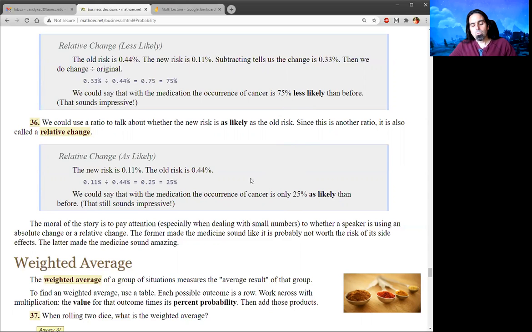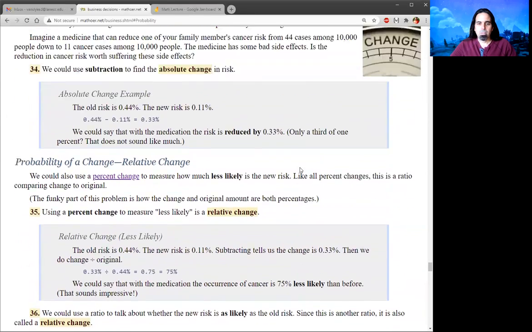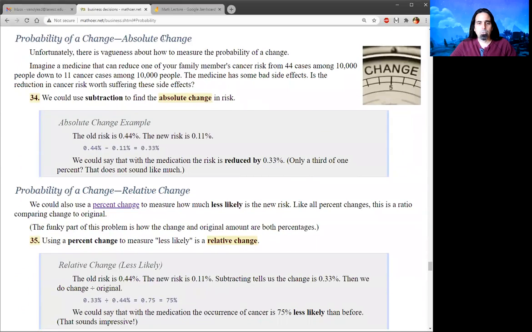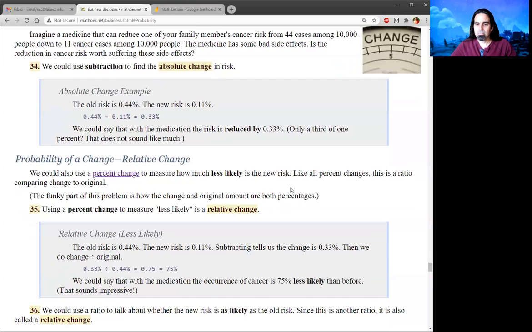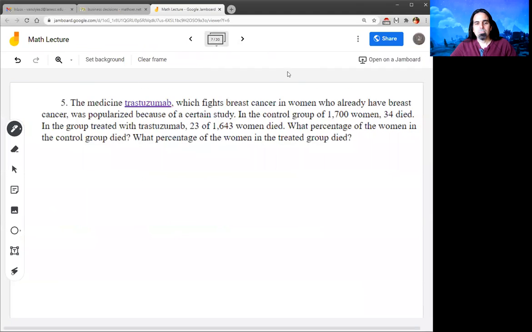So the moral of the story is be careful when you hear about changes that are percents. If you aren't sure if it's an absolute change or a relative change, then hearing that a change is a percent doesn't tell you much information at all. Let's look at more examples.